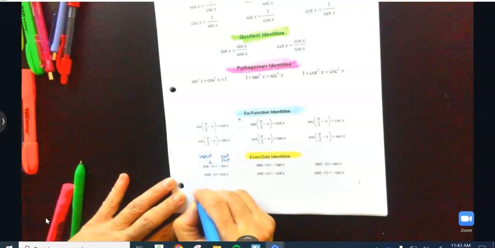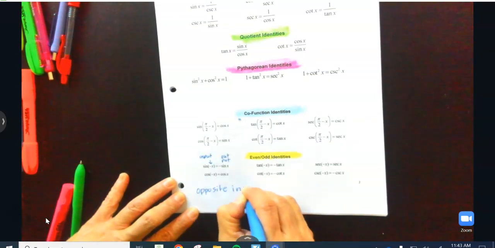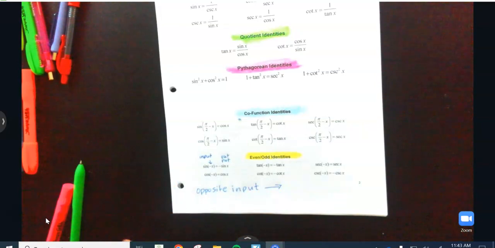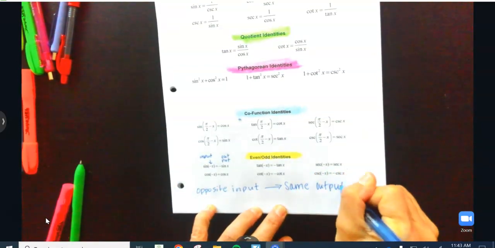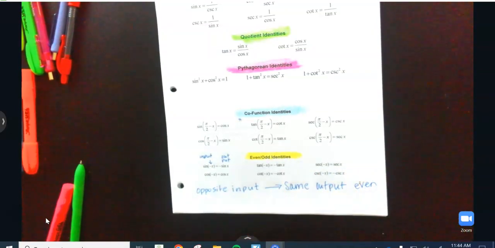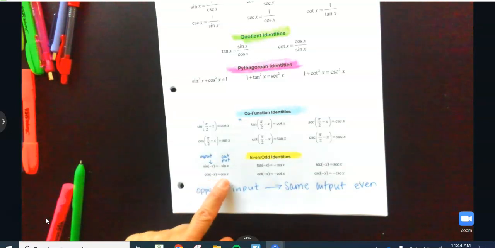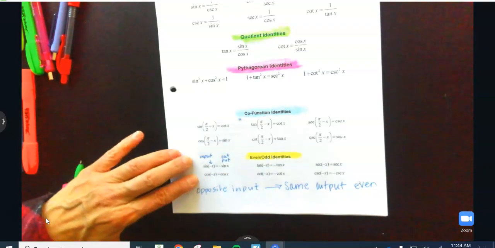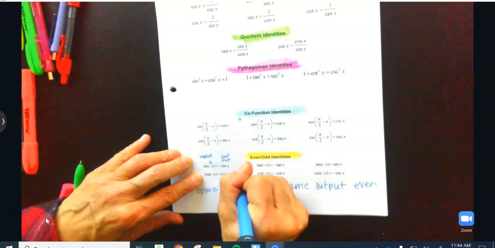Remember, if you put in the opposite input and you get the same output that you already had, that is considered an even function. For example, please look at cosine right here. If I put in cosine negative x, I still get the same output as if this was positive. So I know cosine of negative x equals cosine of positive x. I know that's an even function.